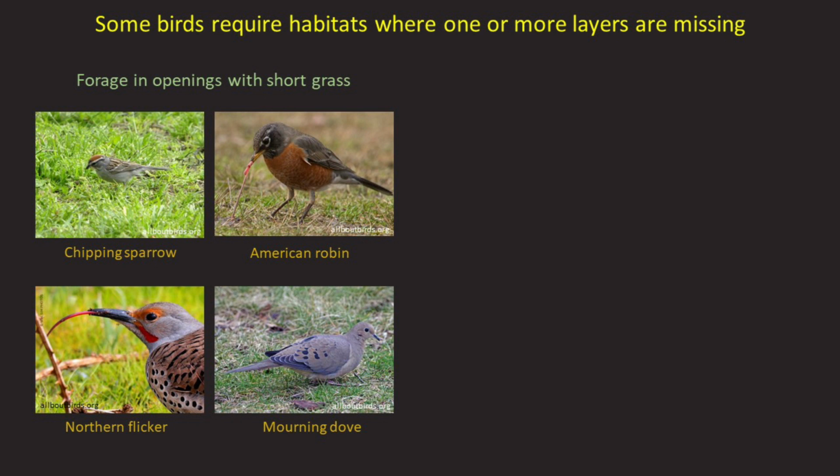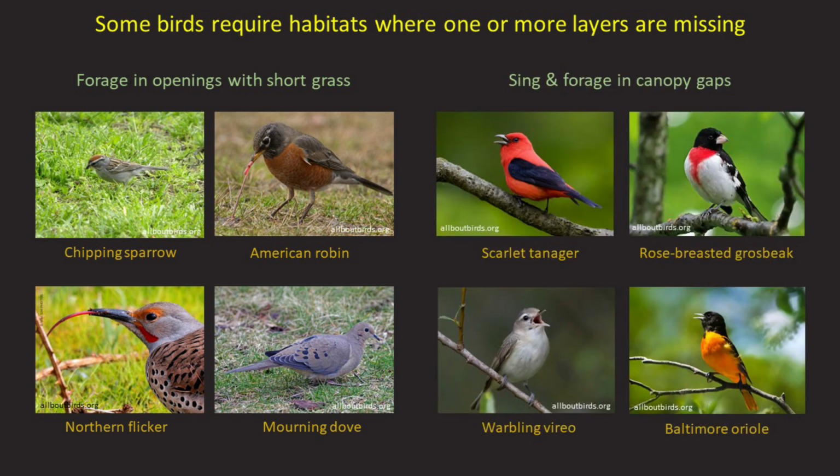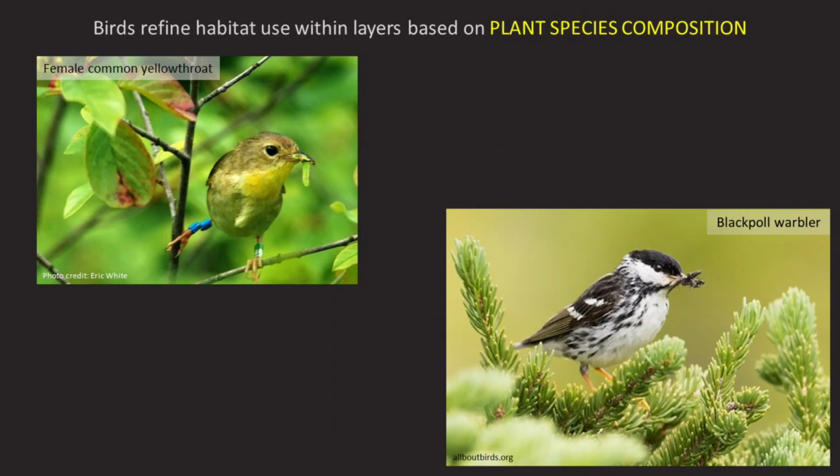Chipping sparrows, American robins, northern flickers, and mourning doves prefer to forage in areas with short grasses, and they seem to prefer to not have tall vegetation over their head while foraging on the ground. Tanagers, grosbeaks, vireos, and orioles that require a canopy and mid-story layer prefer to forage or sing along the edges of canopy gaps, where insect abundance is often high and they can project their song across an open space.